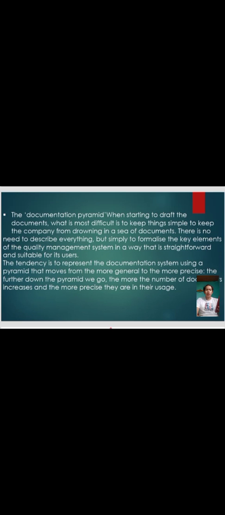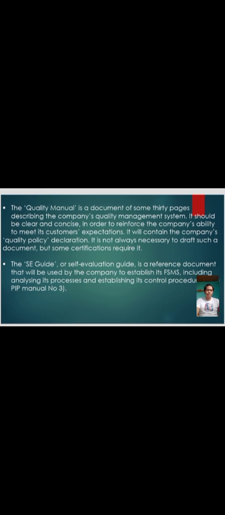The documentation pyramid. When starting to draft the documents, what is most difficult is to keep things simple, to keep the company from drowning in a sea of documents. There is no need to describe everything. So, the quality manual is a document of some 30 pages describing the company's quality management system. The guide is a reference document that will be used by the company to establish its QMS, including analysis, its processes, and establishing its control procedures.